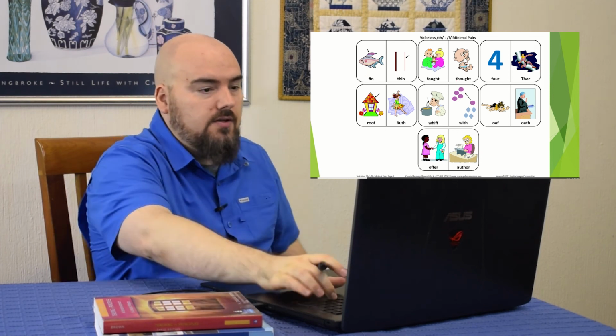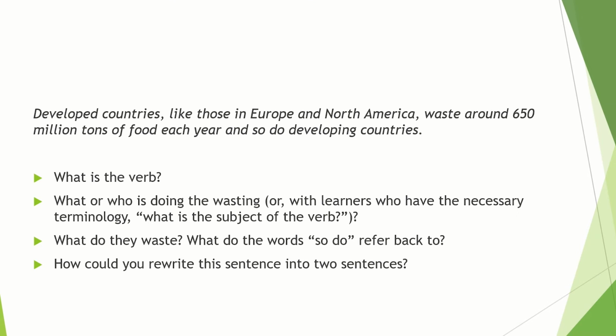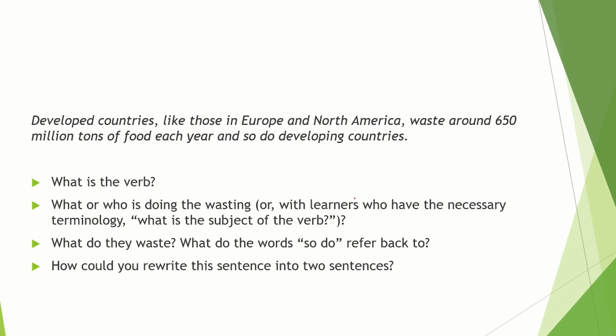Let's look at another exercise. So for example, I give you a text, and this sentence is part of a text. But my questions for this part of the text are, what is the verb? Developed countries like those in Europe and North America waste around 650 million tons of food each year, and so do developing countries. So I'm asking here, what is the verb?